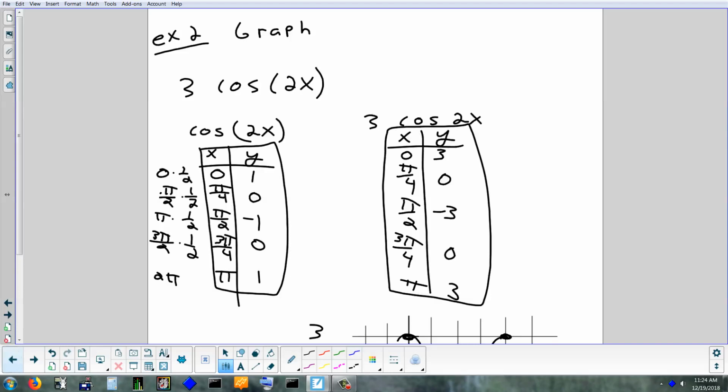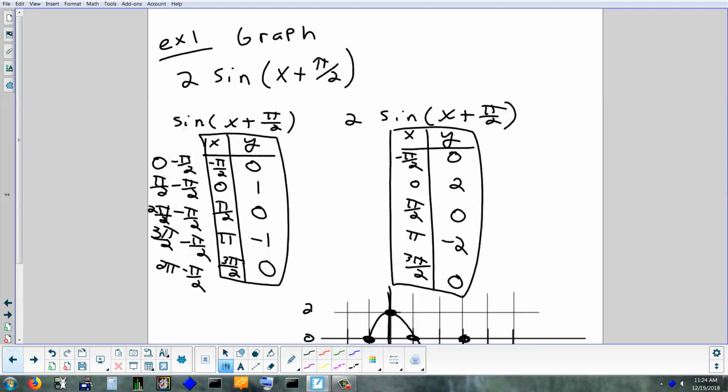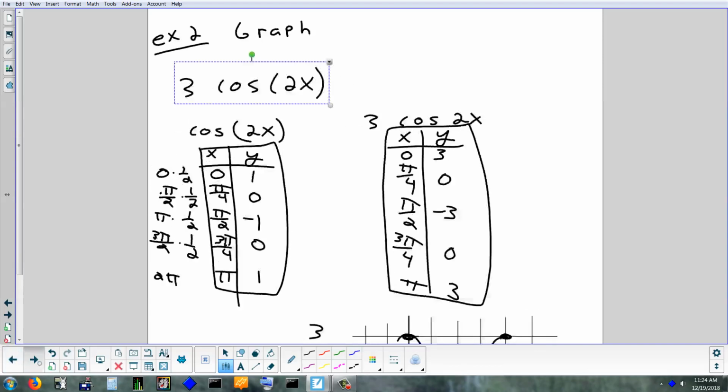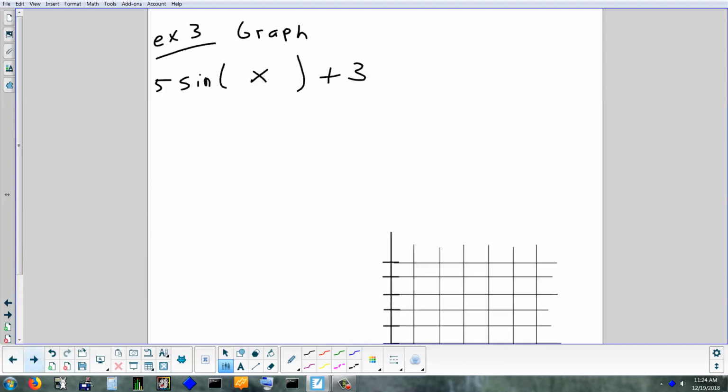One of them affected the x values. The 3 affected the y values. In this one, the phase shift affected the x values. 2 affected the y values. Look at this one. That's a vertical shift and a vertical stretch. They both affect which values? Y. This is where the order is very important to follow.